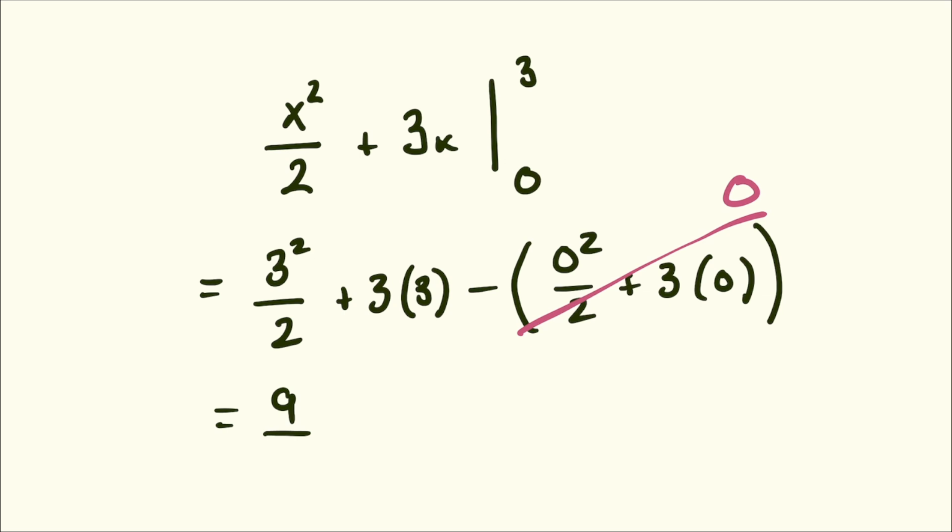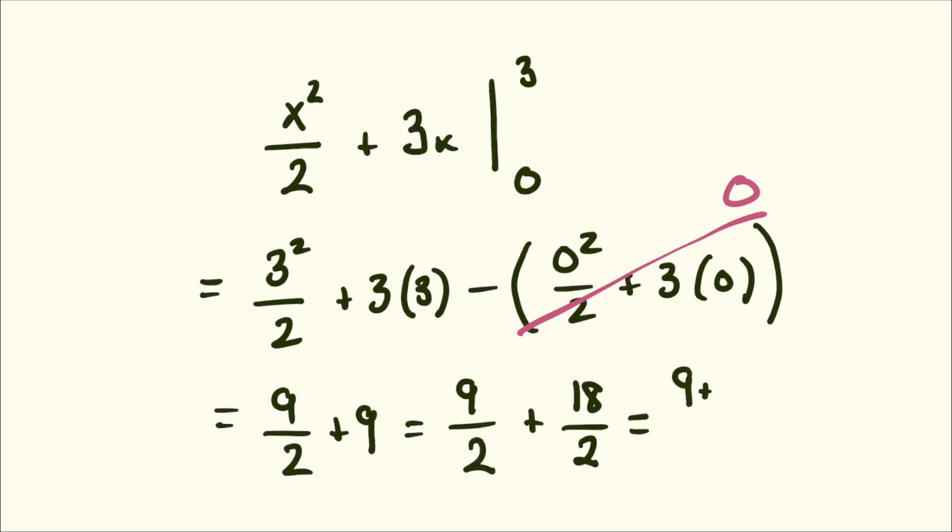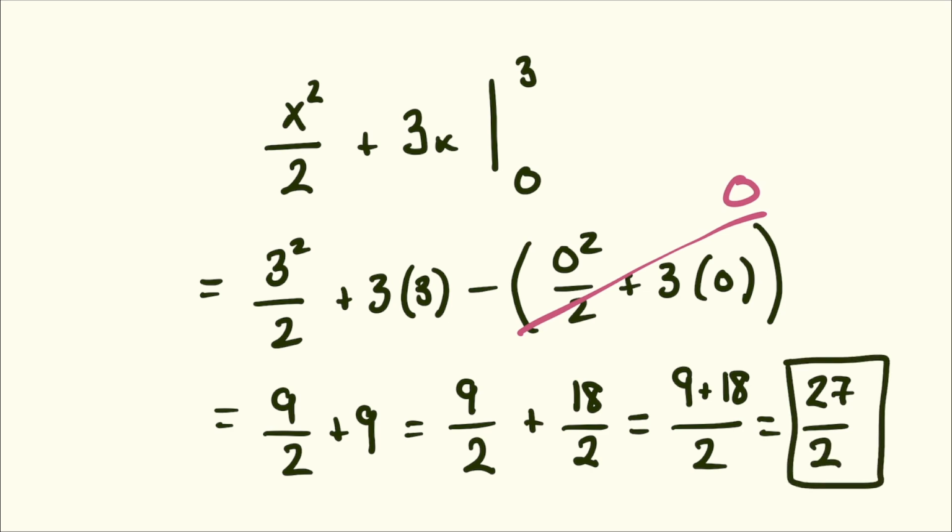And that gives us 9 over 2 plus 9. And I know all the folks out there would love it if we actually put that together as one number. 9 can be rewritten as 18 over 2 because we want a common denominator. And when we have the same denominator, we can add everything on the top together. So that gives us 27 halves. And there is a solution to our double integral, which is a lovely thing to look at.